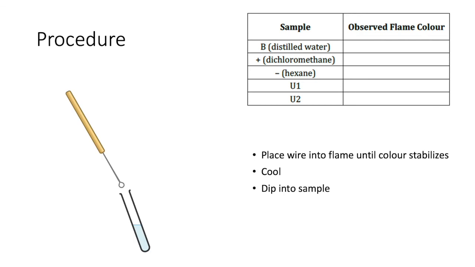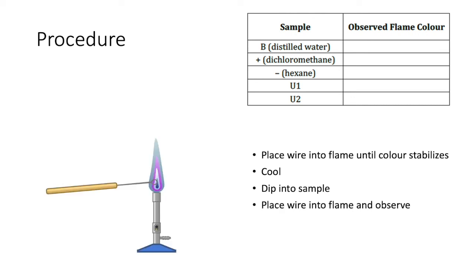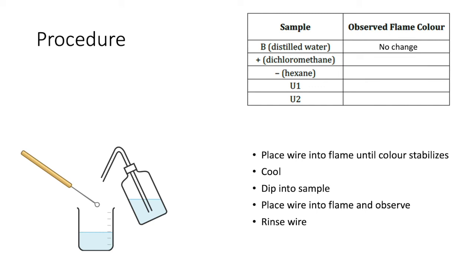After cooling, dip the wire into your sample and make sure that you get a droplet onto the end of the wire. You can then place the wire back into the Bunsen burner flame and observe the flame color. When you're testing the blank, you'll almost certainly see no change in the flame color. After testing the sample, you should rinse the wire off with distilled water, and then you can move on to the next sample.